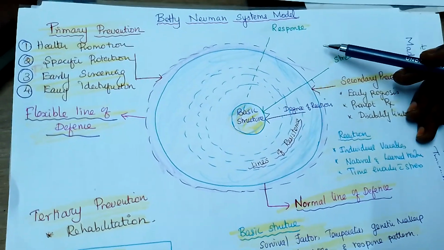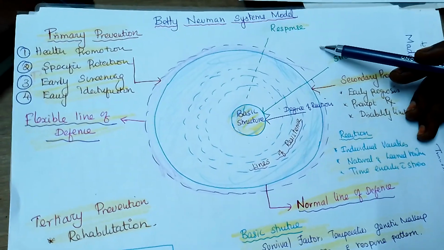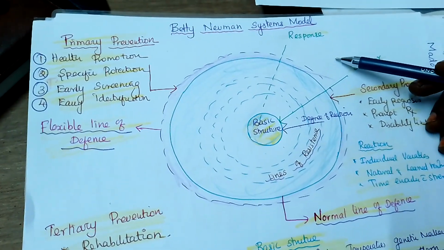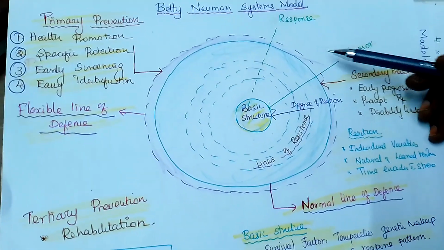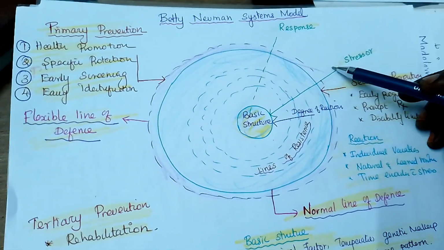Good morning students. Today we will see about Betty Neuman's systems theory. She developed this theory in 1972. She is a mental health nurse. So this Betty Neuman's theory is a systems theory.